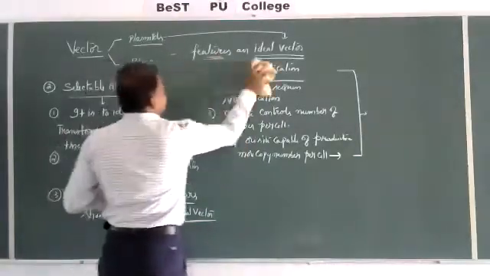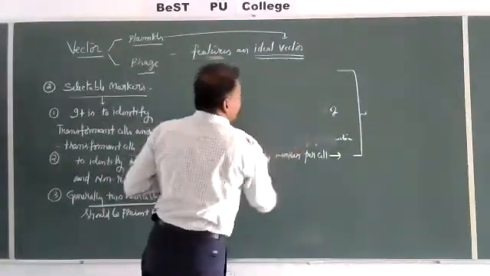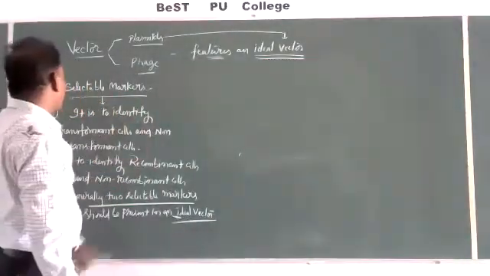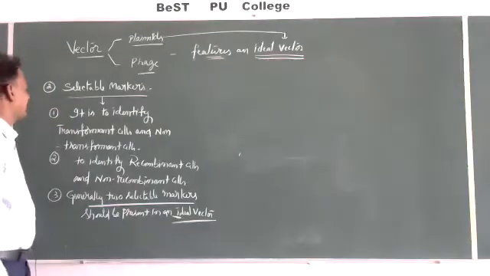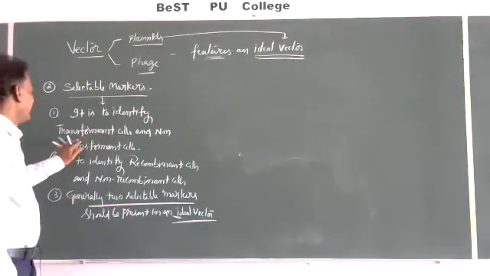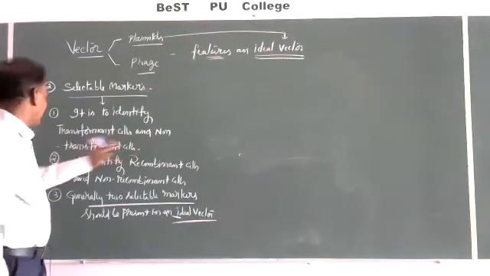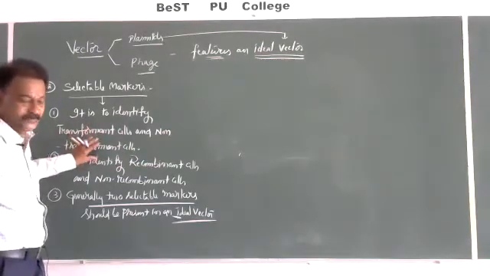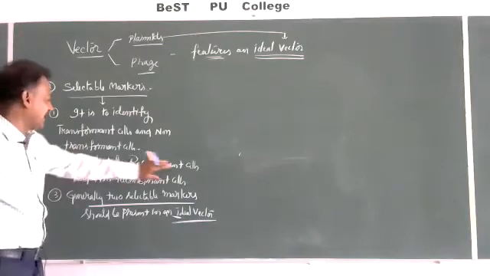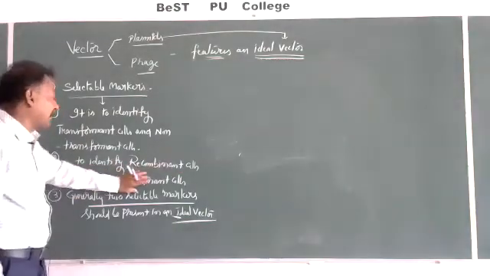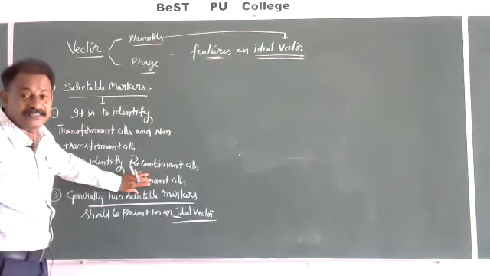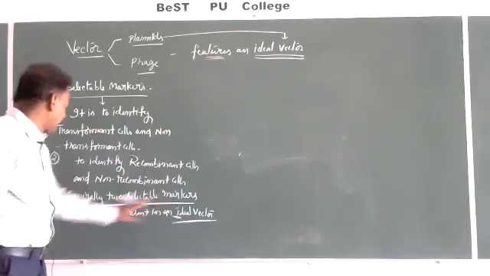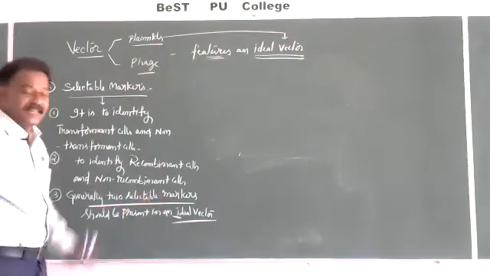Now, selectable marker is the second feature of a vector. It is to identify transformant cells and non-transformant cells. What are these transformant and non-transformant cells? We have to see. It is to identify the recombinant cells and non-recombinant cells. What are recombinant cells? What are non-recombinant cells? We have to see. Generally, two selectable markers should be present in an ideal vector.